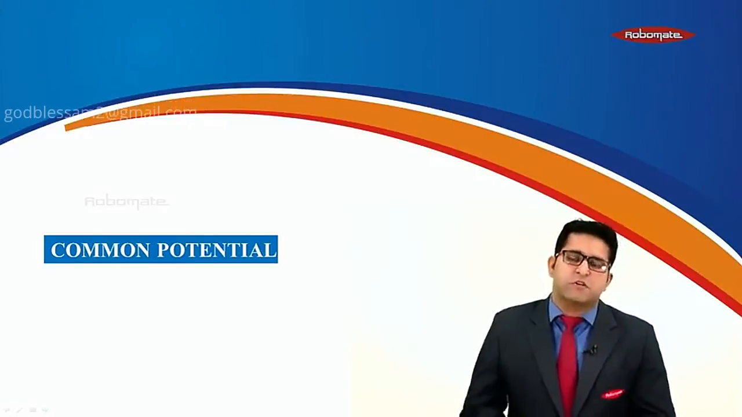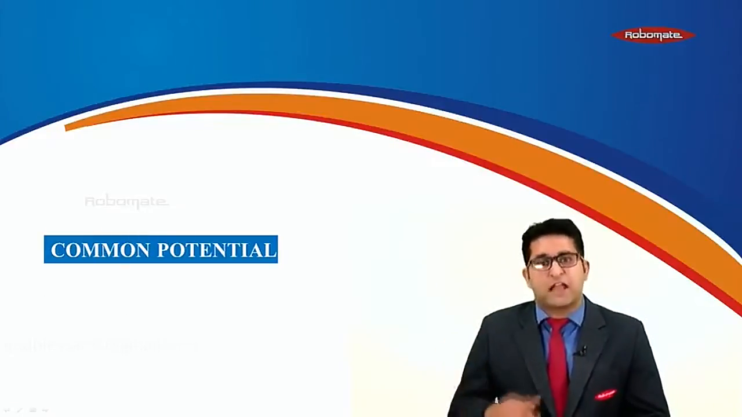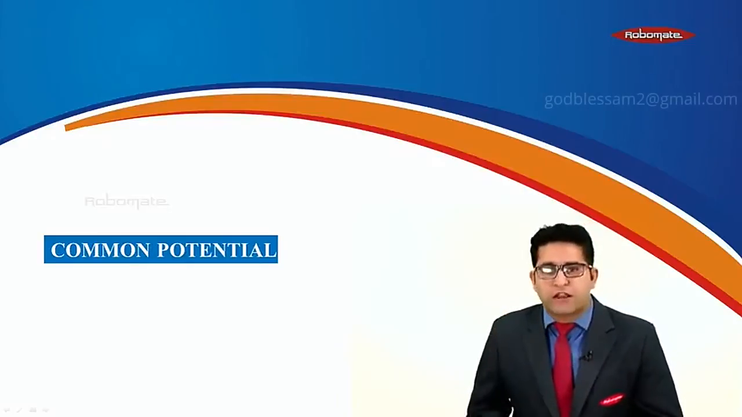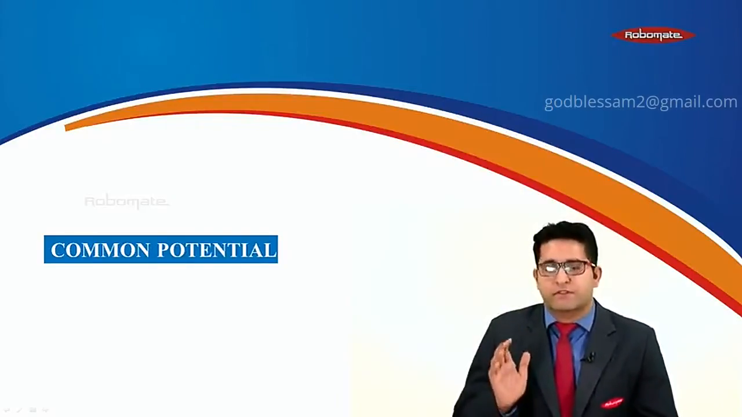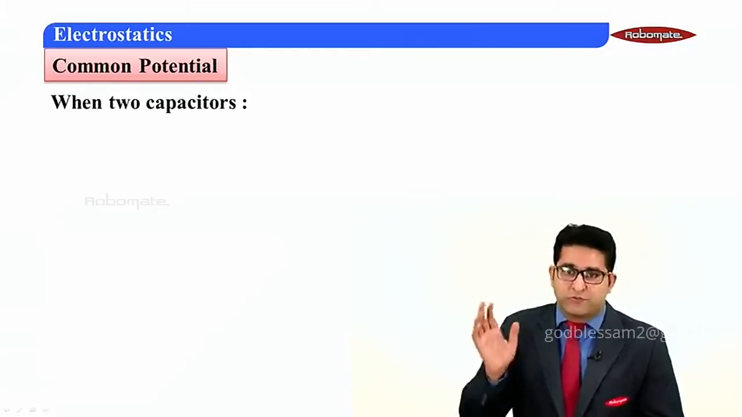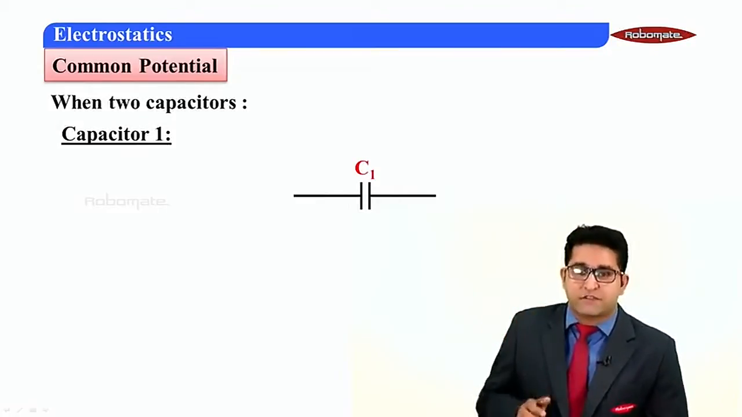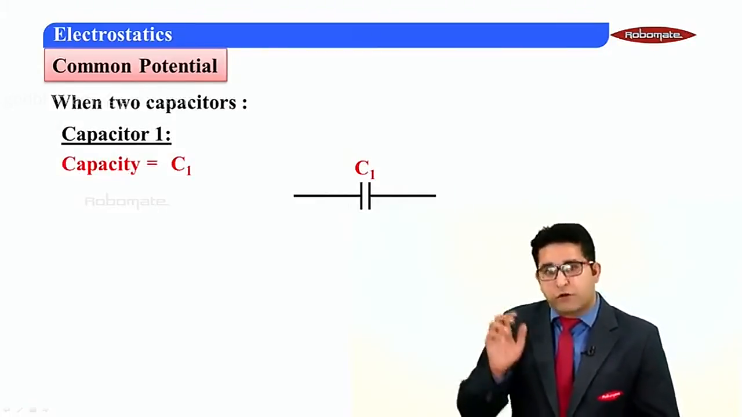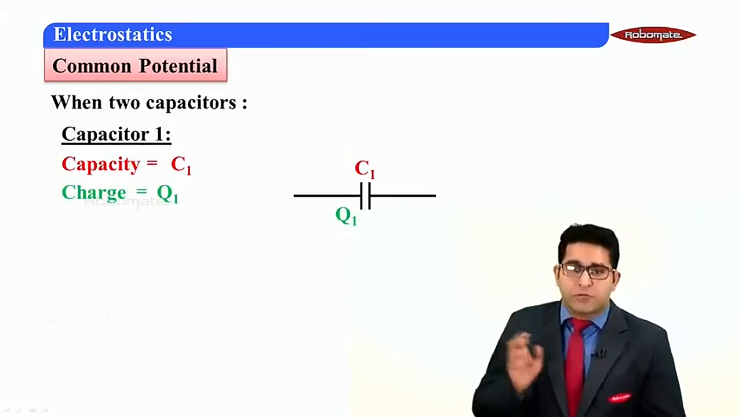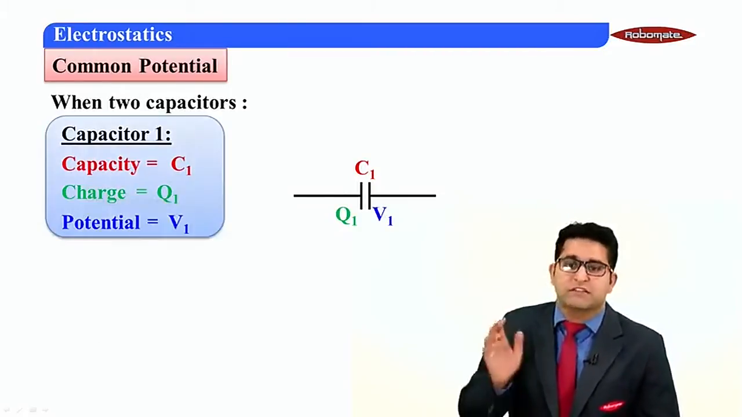Now students, this situation of common potential arises when multiple capacitors having different capacities and different potential are connected in parallel with each other, right? For our reference, we'll consider only two capacitors. The first capacitor has capacity C1, charge Q1, and is charged to a potential V1.